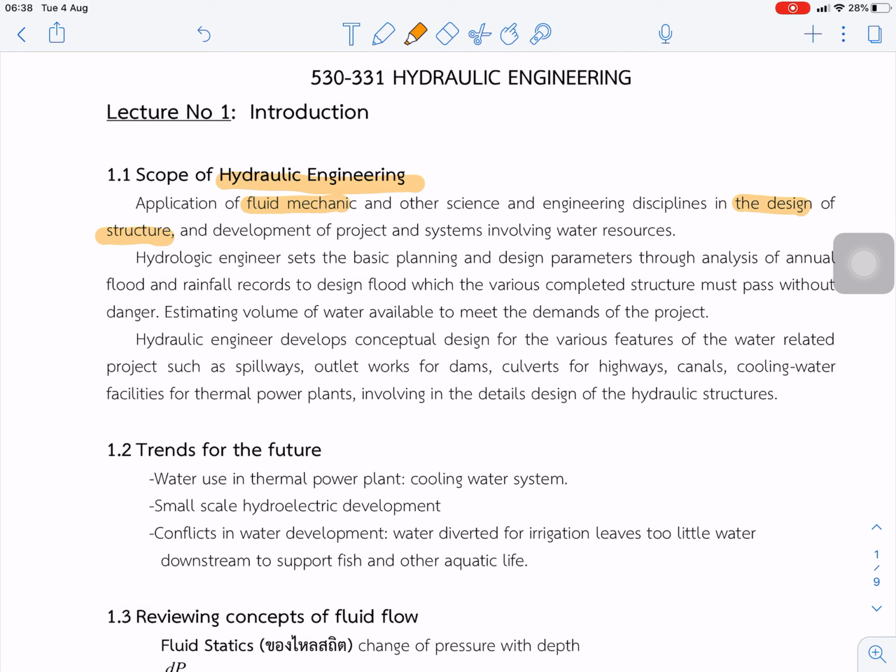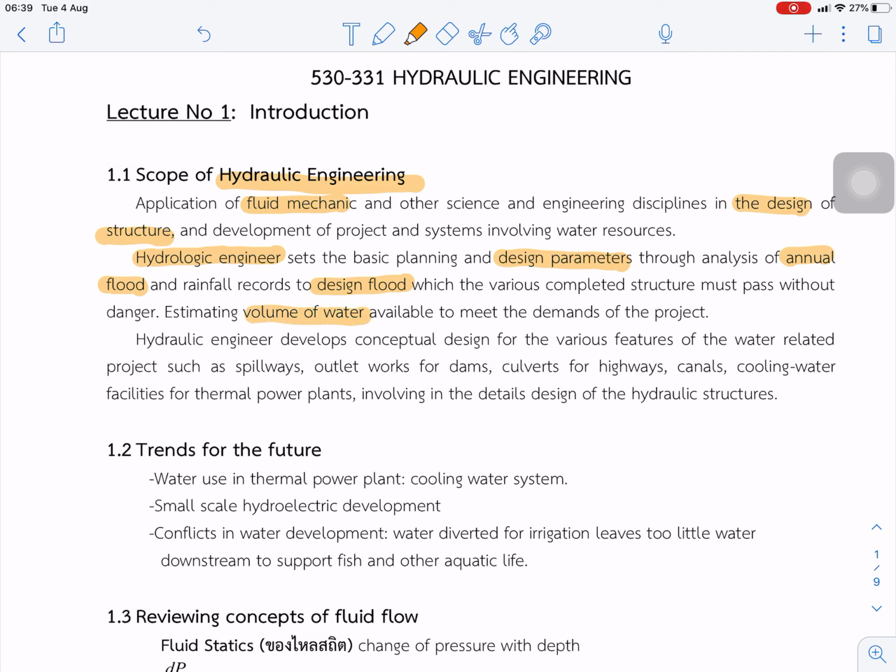First, we have to consider the role of the hydrologic engineer. The hydrologic engineer has to give us the design parameters from the analysis of rainfall and runoff data, for example, what is the annual flood and the runoff. For the peak flow, they give the design flood which the completed structure must be able to pass without danger. In terms of drought, they have to estimate the volume of water available to meet the demand of the project.